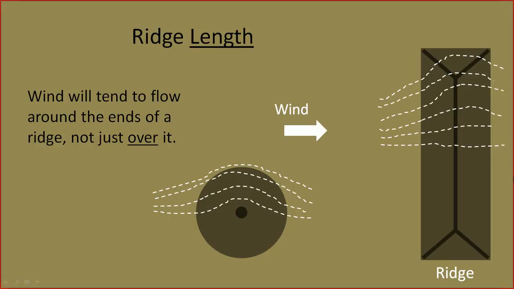Next, let's look at the ridge length. And here we have two examples. One is essentially a zero length ridge. This circular one here in the lower middle of the screen, you can think of it as looking like a cone. There's no length at the top of the ridge. And ridges like this tend to not produce much usable ridge lift, almost no matter how strong the wind is. Because the wind doesn't just go up the ridge, it will go around it.